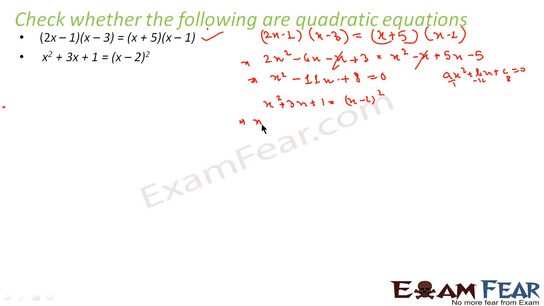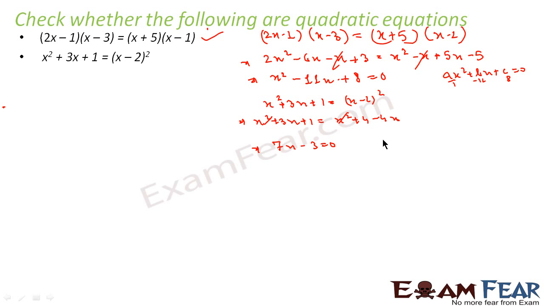This becomes x square plus 3x plus 1 is equal to x minus 2 whole square, which is nothing but x square plus 4 minus 4x. A square plus b square minus 2ab. X square cancels. So this equation is nothing but 7x minus 3 is equal to 0. So if you see, this is 7x minus 3.